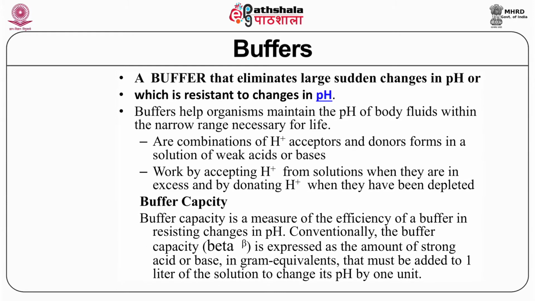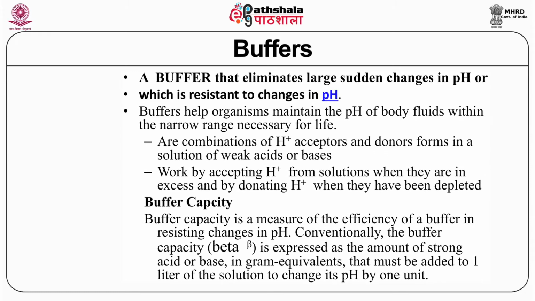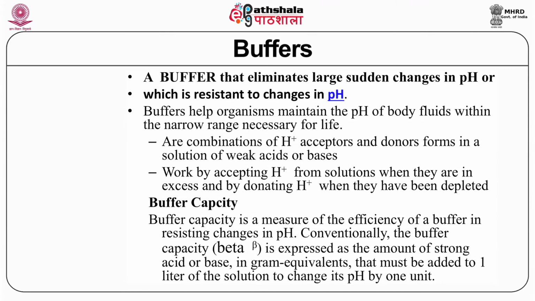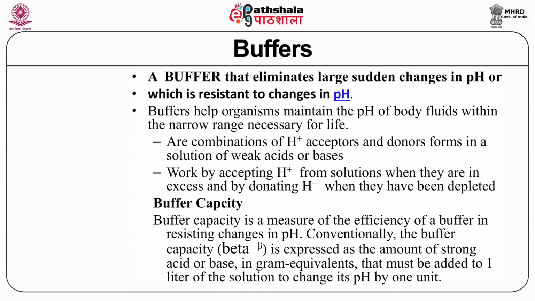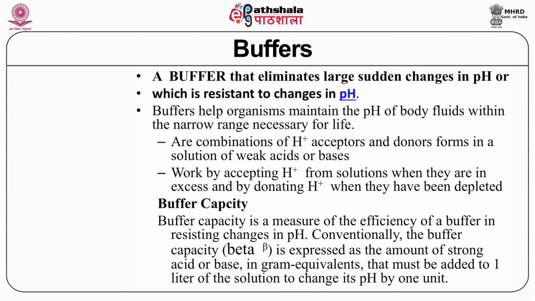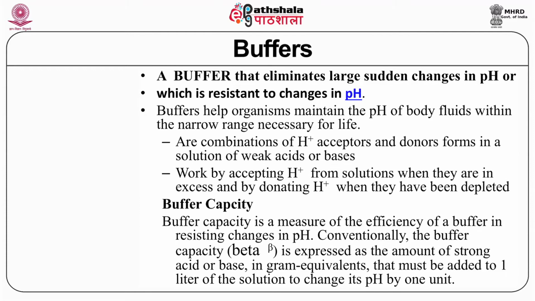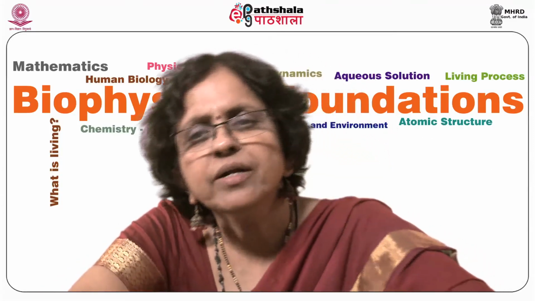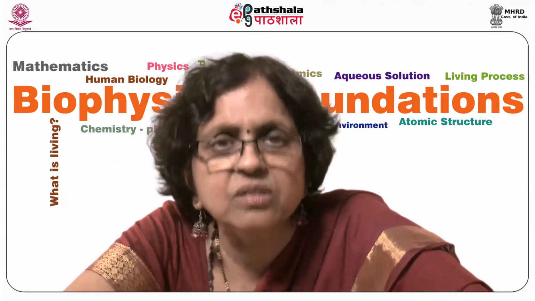Conventionally, buffer capacity, expressed as beta, is expressed as the amount of strong acid or base, in gram equivalents, that must be added to 1 liter of the solution to change the pH by 1 unit. That is the definition of buffer capacity. Then you have a number of buffers which are normally used in biological systems. I am only talking about biological systems.